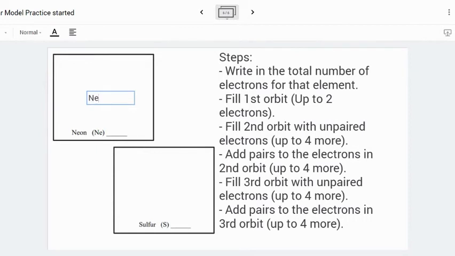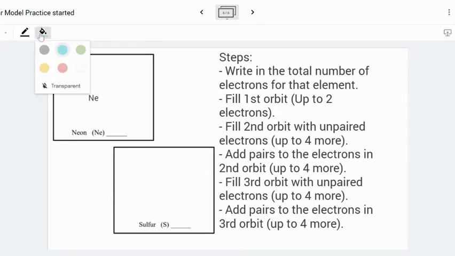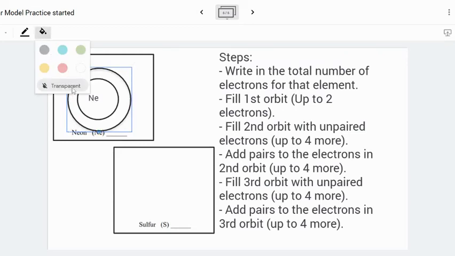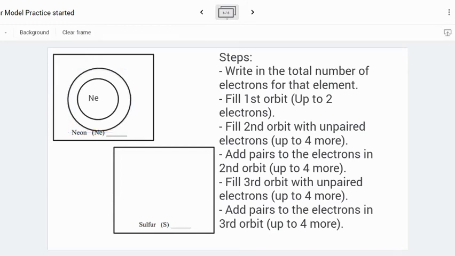And then you're going to use the circle tool. Make sure you set it to transparent and draw each orbit. When I looked at neon, it had 10 electrons. It's in period 2, the second row of the periodic table, so I know it's going to have 2 orbits. Put them there, arrange them nicely. And again, you want to make sure they're transparent or else it'll cover up the inner one. Now you're going to make your electrons just like last time and apply them. And the same thing for sulfur.